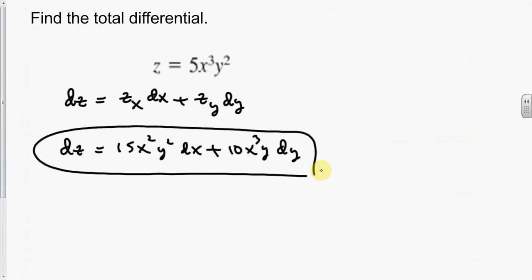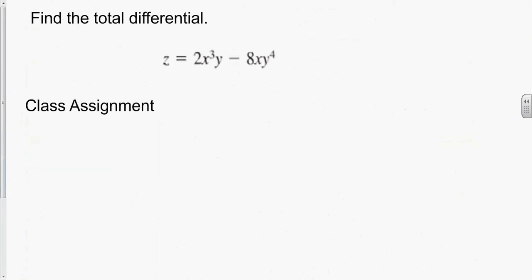Well, the good thing, you see how this section builds off the previous section. So you have those partial derivatives, you can go ahead and get these total differentials with no problem. Okay, you do this one.